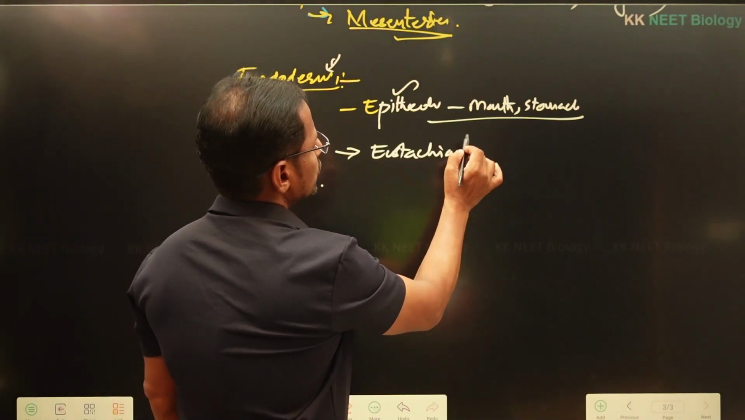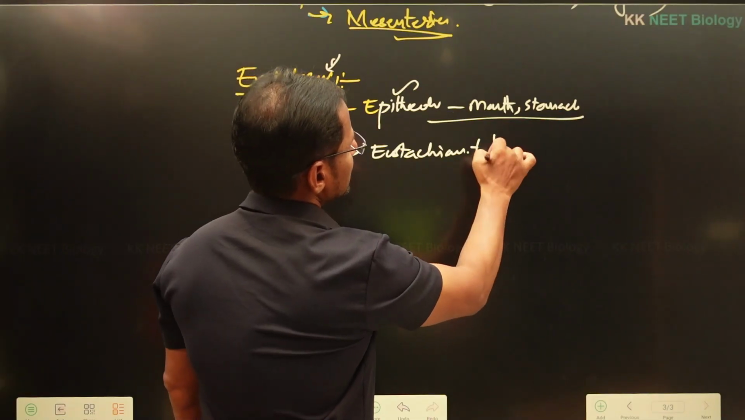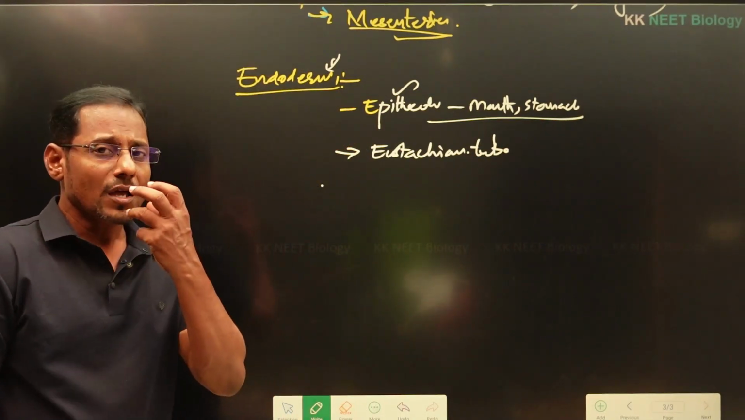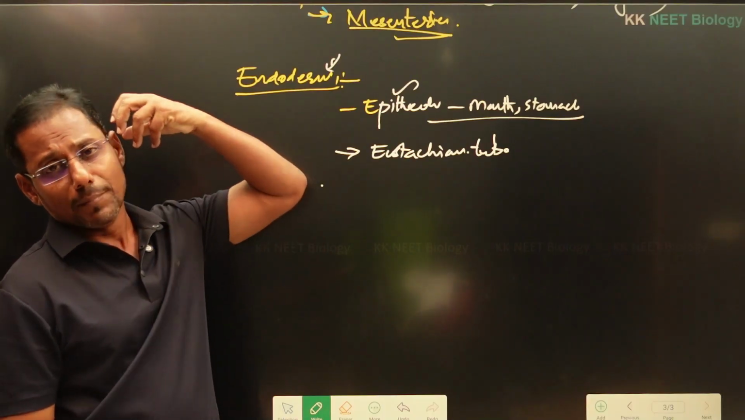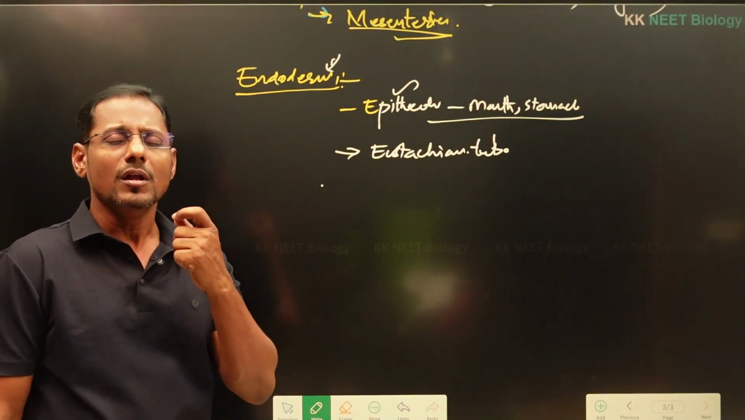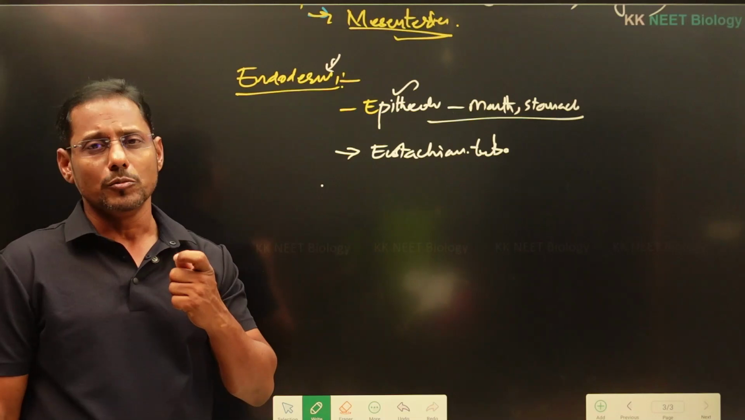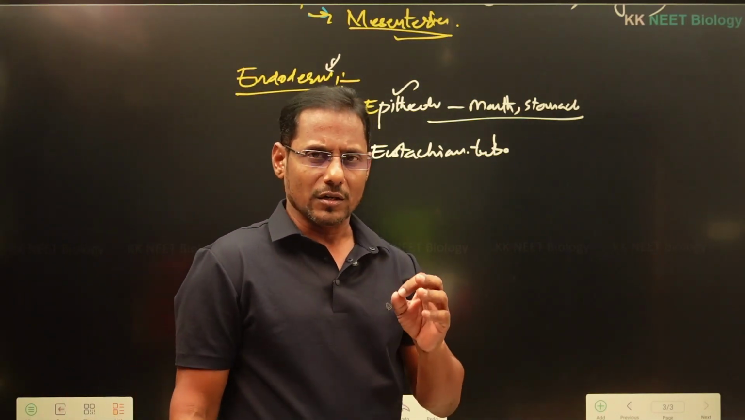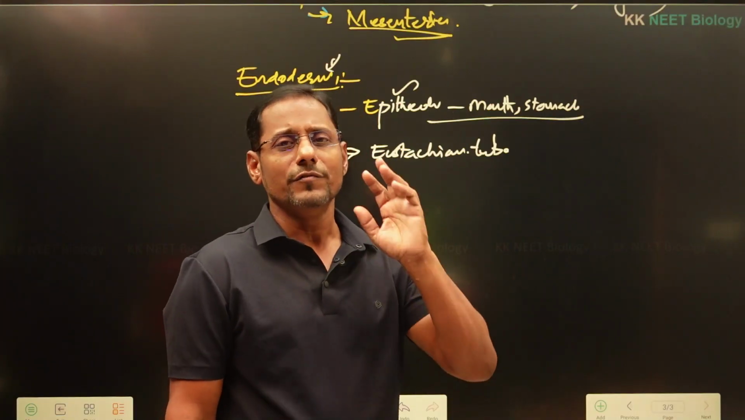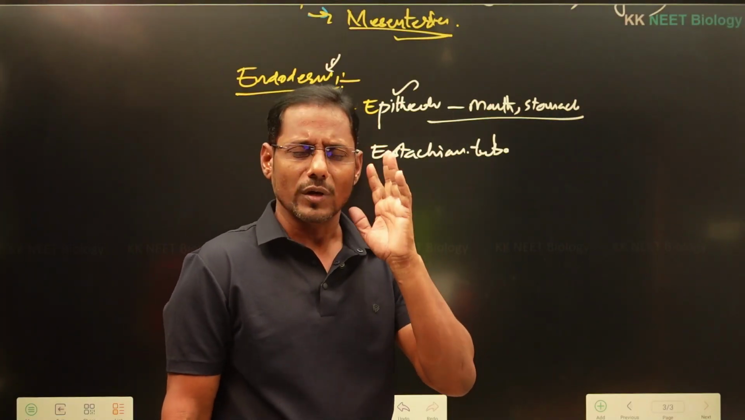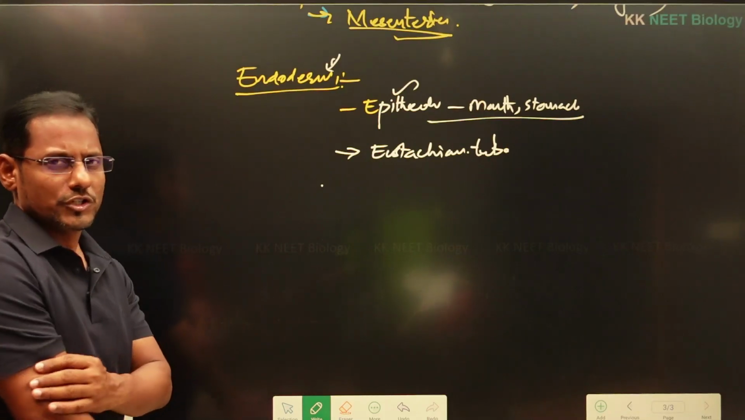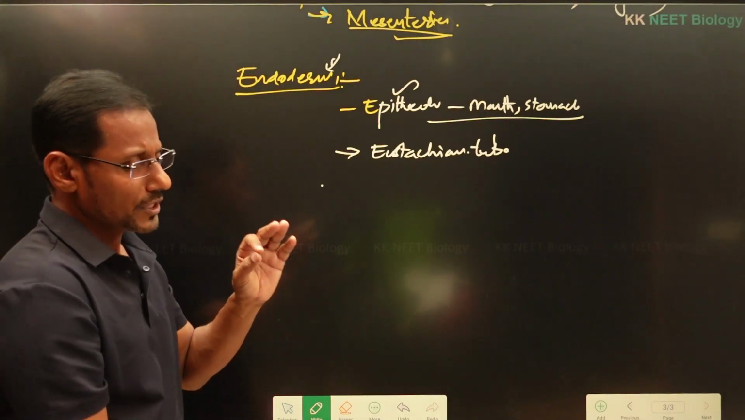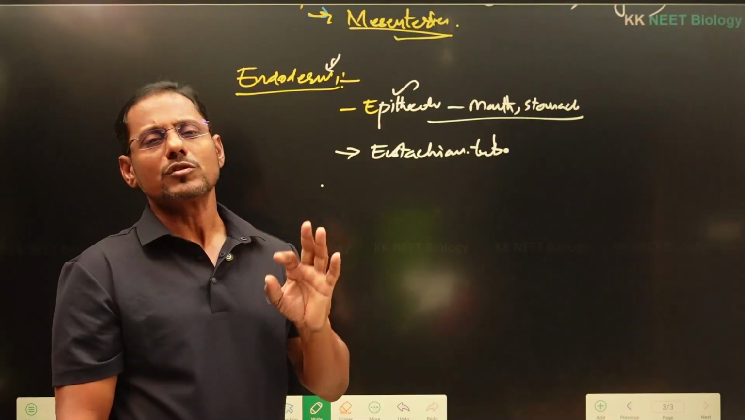We know the eustachian tube, where is it present? It is present between our oral cavity, connecting with the middle ear. There is a small tubule which we call the eustachian tube. It is useful for maintaining proper pressure on either side of the eardrum. That is very useful. If the eustachian tube is present, then we can hear the sounds clearly.